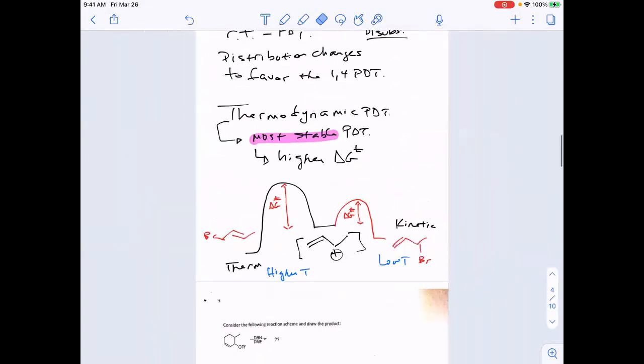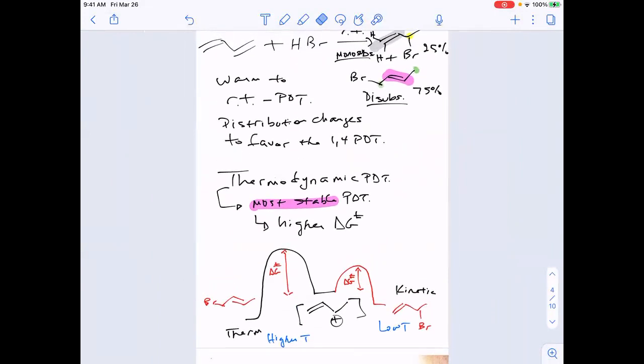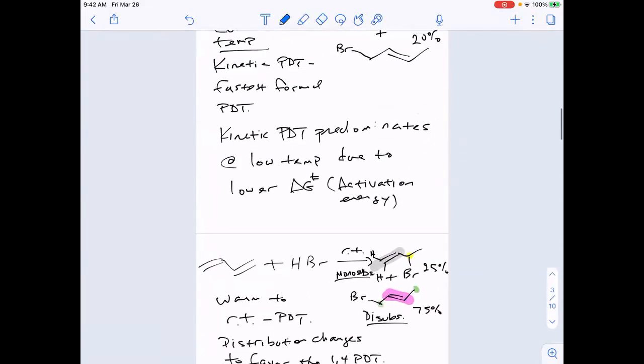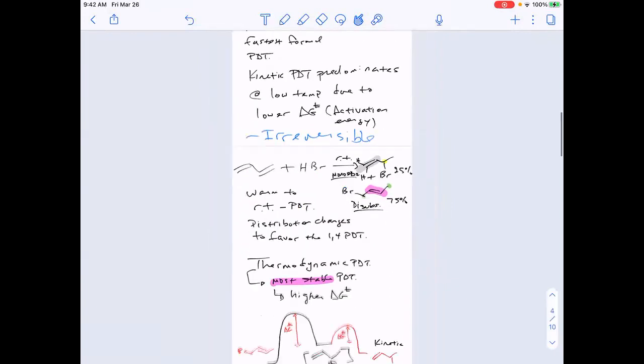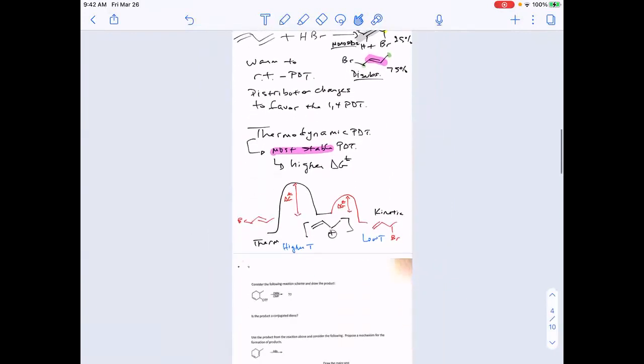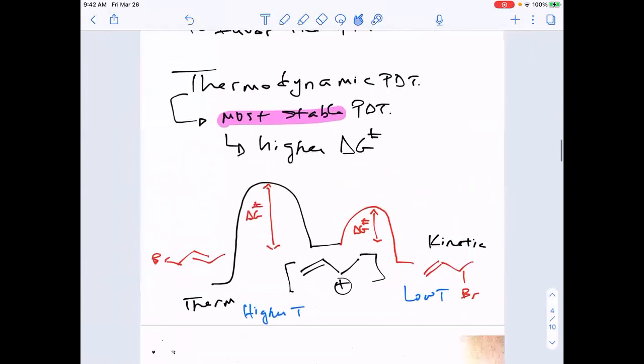That's how the product distribution changes, right? You get both products at higher temperature, but because the thermodynamic product is more stable, the equilibrium is going to tend to that side, right? Because under thermodynamic conditions, you have equilibrium. Under kinetic conditions, you don't. It's irreversible, right? And let me put that in here. All right, that's irreversible. So once you get the 1,2 product, you're stuck. But under thermodynamic conditions, everything is reversible.